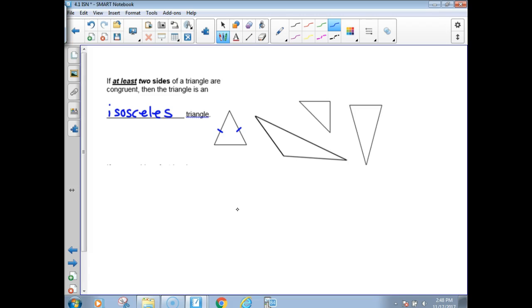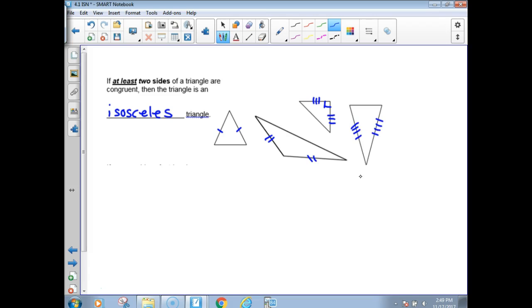They look different though, don't they? This one has all little tiny angles, and we'll be talking about the angles next. This one has one big angle, but these two sides are the ones that are congruent. This one has a right angle there, and it's these two sides that are congruent. And this one has all little angles, and it's these sides that are congruent.